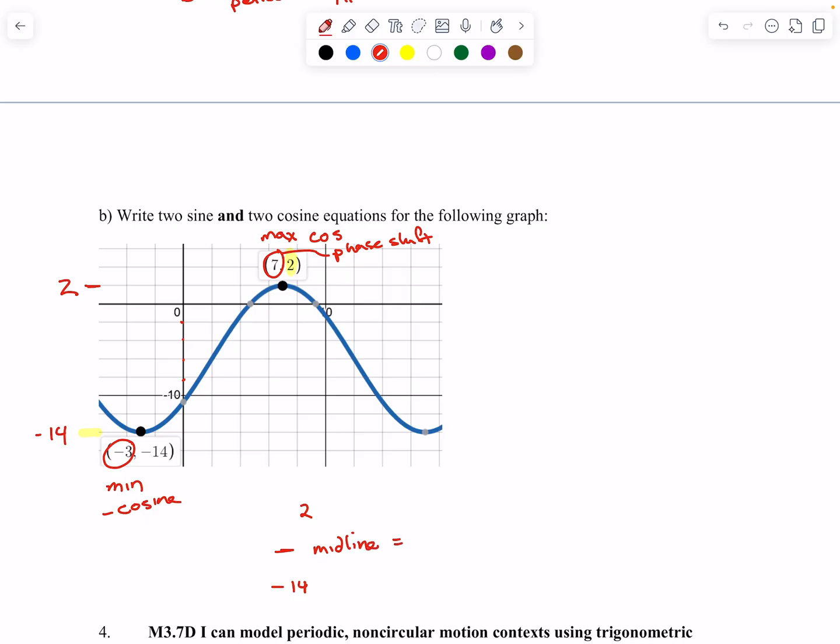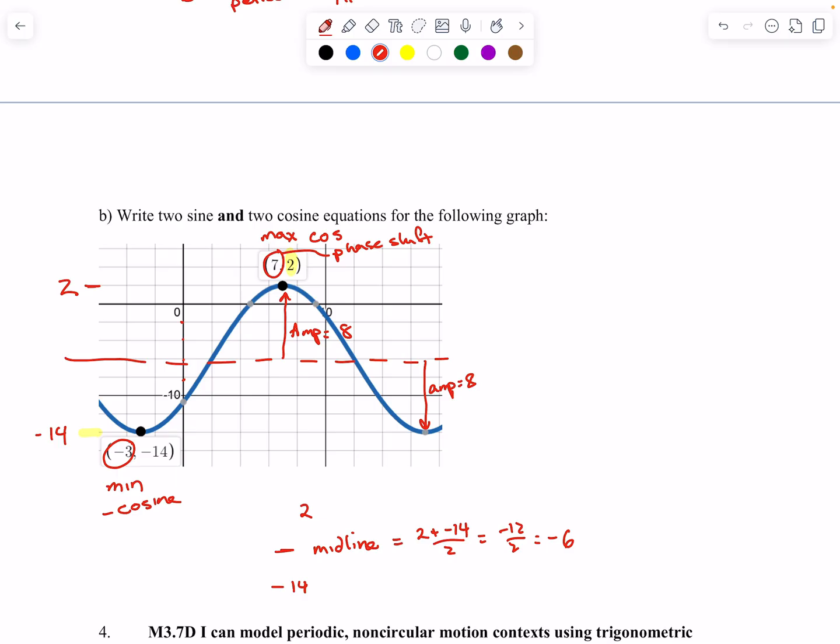is the average. So let me just write that down. Okay, so the midline is negative 6. If I plot negative 6 here, then it's 4 hash marks, which is 8. And 4 hash marks down to get from the middle to the top or the bottom. So I'll have 8 for my A, negative 6 for my D.